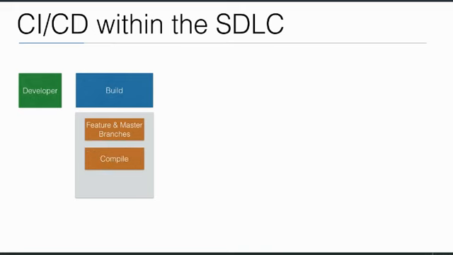The developer will use feature and master branches if he's using Git, which is very popular nowadays. He will develop his features in a separate branch of the code, which is just a copy of the software project, but that is his own copy where he's working on. The feature and master branches both need to be built, need to be compiled.